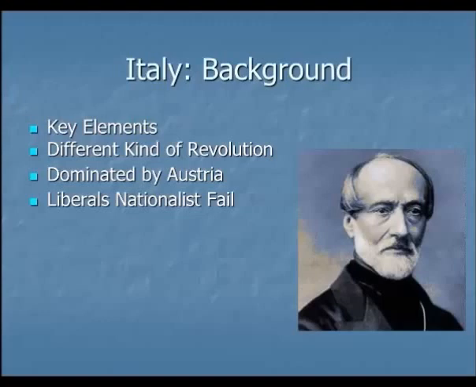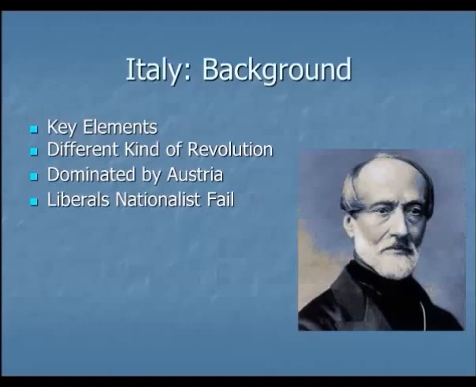Now, it's a different type of revolution. It's a revolution from above. It's a revolution dictated by the monarchs. This is not a revolution by the people in the streets, the poor people. As I mentioned, one of the key elements is that they were dominated. The Austrians dominated many of the states in northern Italy.